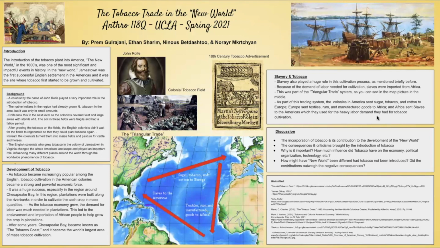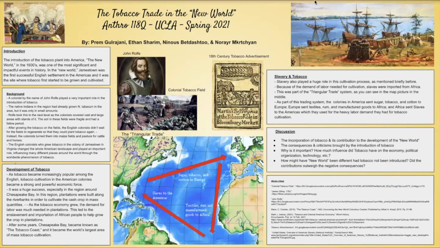As you can see in the big picture in the middle, you can see the flow of slaves to the Americas, and the flow of crops and textiles, depending on how you look at the map. I thought this picture was really helpful in describing how impactful this trade system was. It was benefiting all three continents, and that's why tobacco was part of this system.